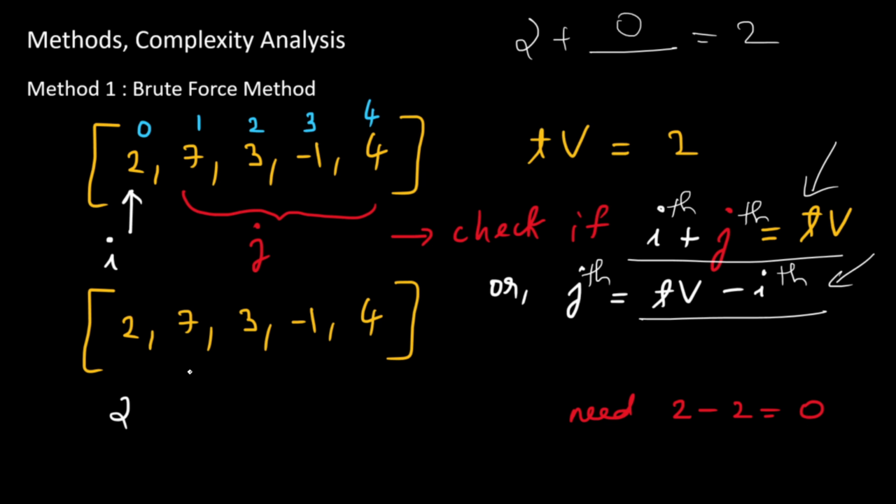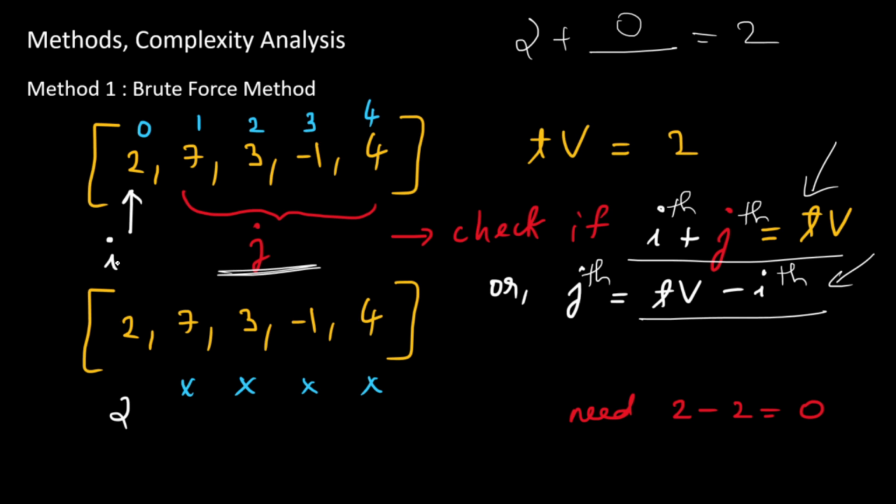So we're going to traverse the remaining elements, which are these elements which we have seen over here, and we're going to check whether we have 0 over here. So over here we have 7, we have 3, we have minus 1, and we have 4. So in none of these we have 0. So definitely there is no solution in which this is part of the solution.